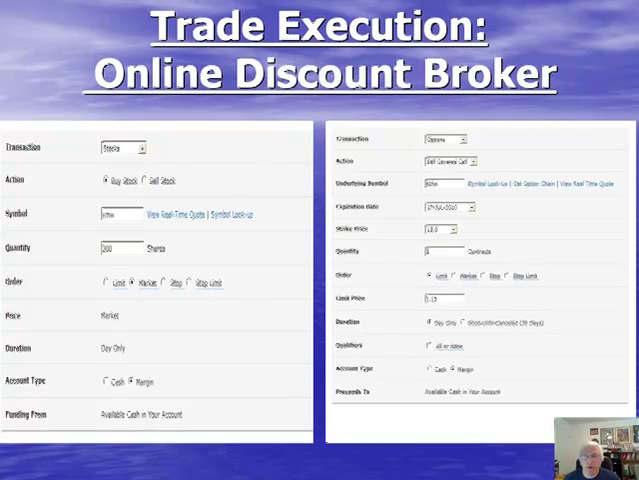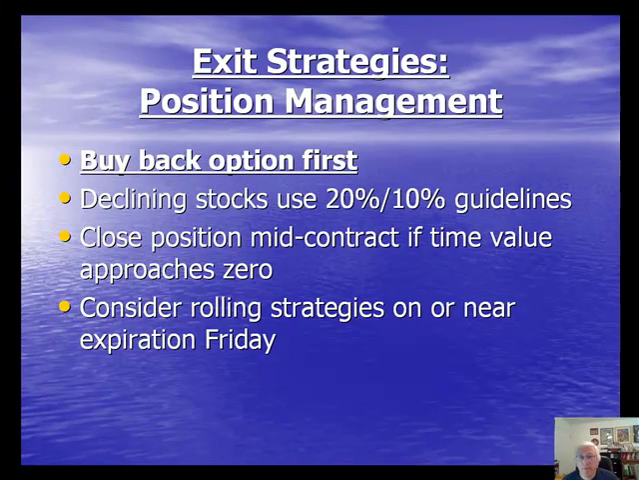Now we're ready for our trade execution, and we always use an online discount broker. If you recall, that broker must be inexpensive but reliable. On the left-hand side of the screen, you see the screen for the stock purchase, and on the right-hand side, you see the form for the options sale. Once we've entered our positions, we must manage them with exit strategies. All exit strategies start by buying back the option first.